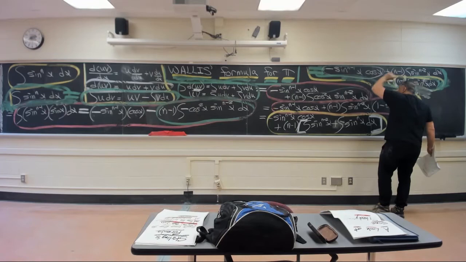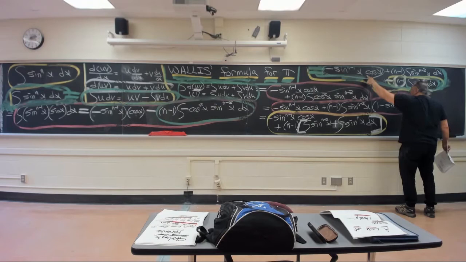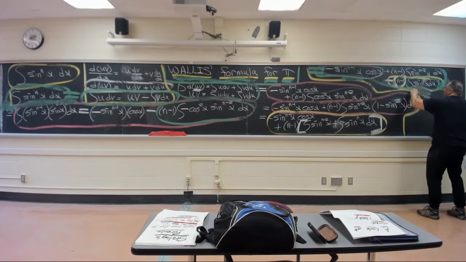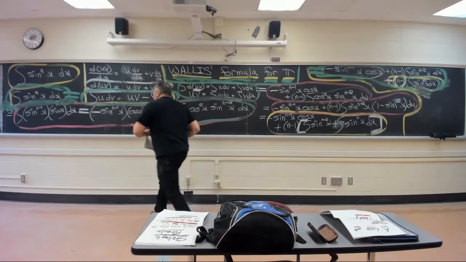Evaluate this quantity between the limits of integration that you've used, 0 and pi over 2. This is 0. Only this remains. If you add the opposite of this multiple of the integral of sine to the n of x dx to each side of the equation, remember there's a long distance equation here, this equation here is equal to that over there.